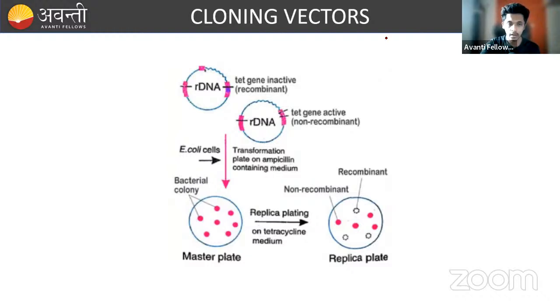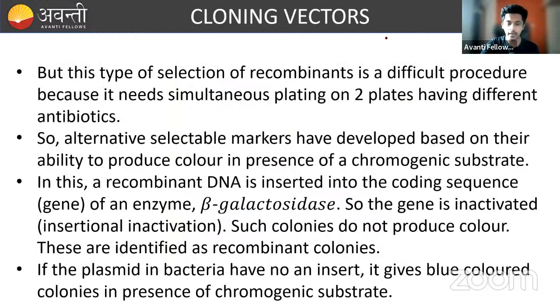Fine. So we talked about insertional inactivation, isn't it? But when it comes to insertional inactivation, sometimes it is very difficult to screen exactly the recombinants from non-recombinants. It will be a very difficult process and sometimes it is a failure also. So that is why scientists developed alternate selectable markers. These selectable markers are very elaborate, and very interesting.